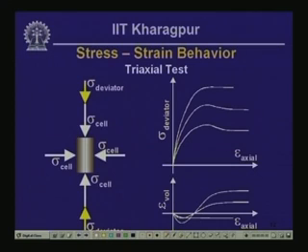So here what we are doing is that on the positive side we are plotting volumetric expansion. So epsilon volume positive in this case indicates volumetric expansion or dilatation as it is called, and negative is contraction. So that actually gives you the response in a triaxial test.